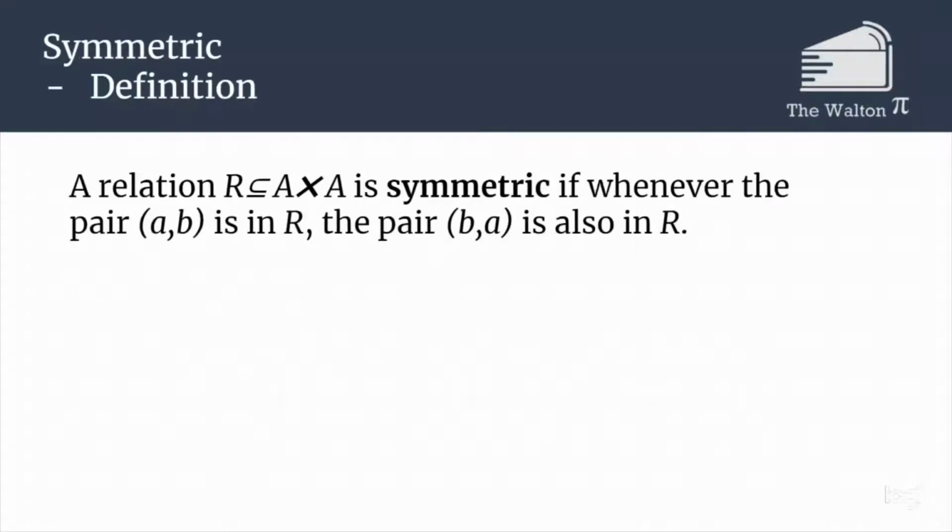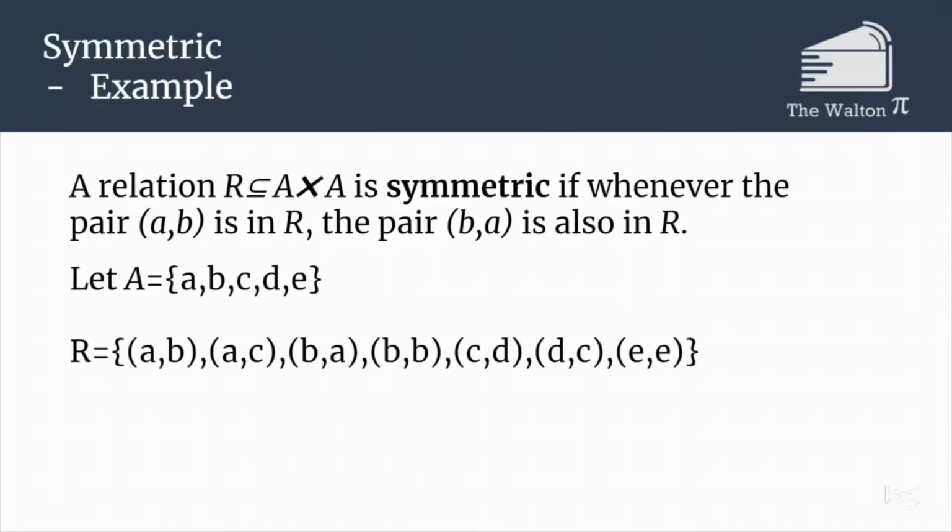The next type of relation are symmetric relations. A relation is symmetric if any time we have the pair A comma B, then we also have the pair B comma A. So, looking at this example, see if you can figure out if this is symmetric or not. I'll give you a moment to figure it out.